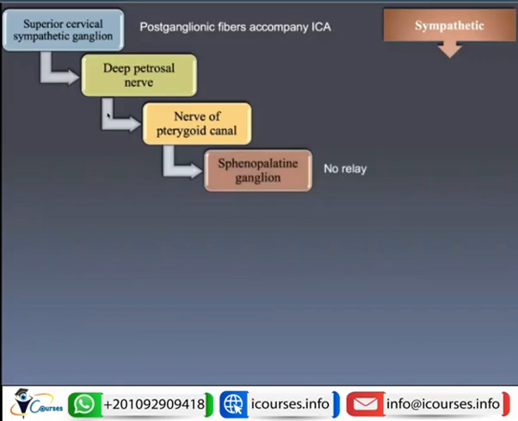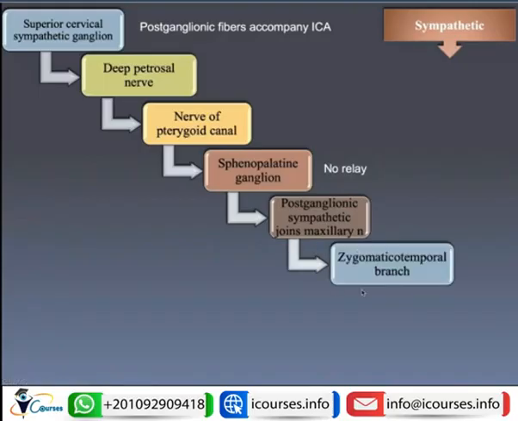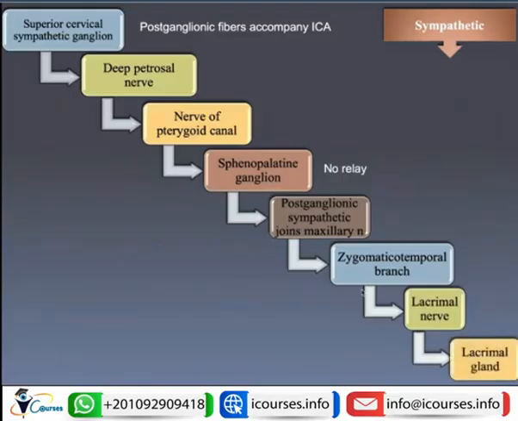But here is the trick. It will not relay in the sphenopalatine ganglion because this is a parasympathetic ganglion, not a sympathetic ganglion. So it will leave the sphenopalatine ganglion without relay, then it will join the maxillary nerve, then join the zygomaticotemporal nerve, then it will join the lacrimal nerve, and finally the lacrimal gland.